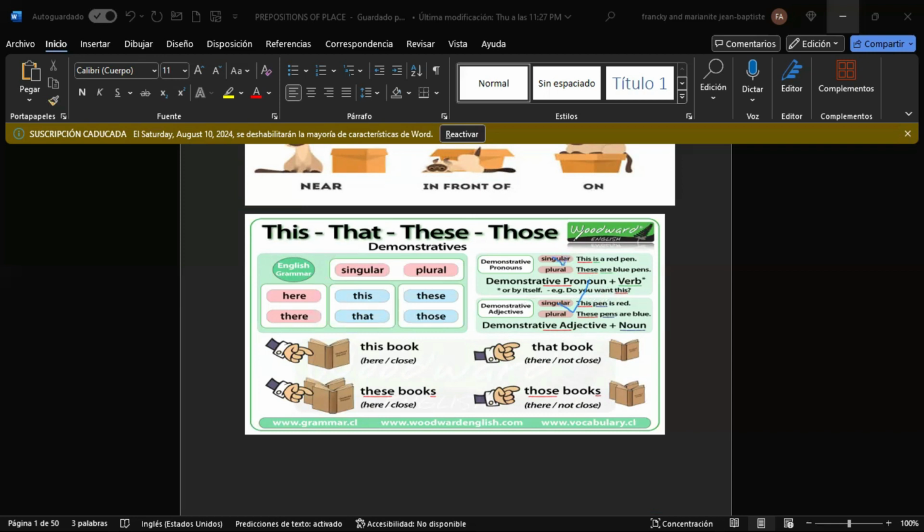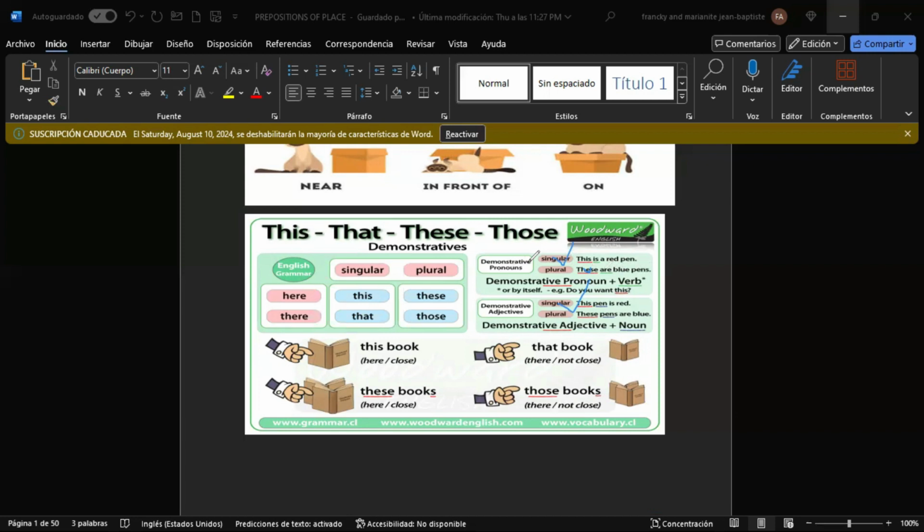Over there, singular, demonstrative pronouns. This is a red pen. After this, we have a verb, is, verb to be. And then it's not a demonstrative adjective. Right now, we have a demonstrative pronoun. The same for plural. These are blue pens. After these, we have the verb to be, and then it's a demonstrative pronoun.